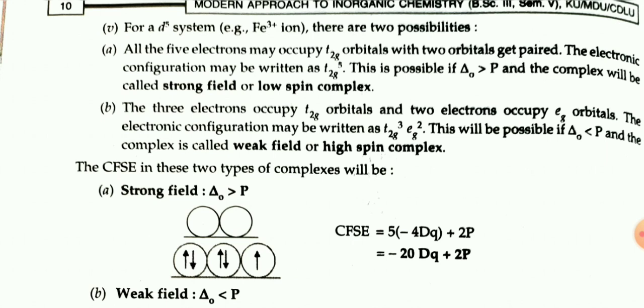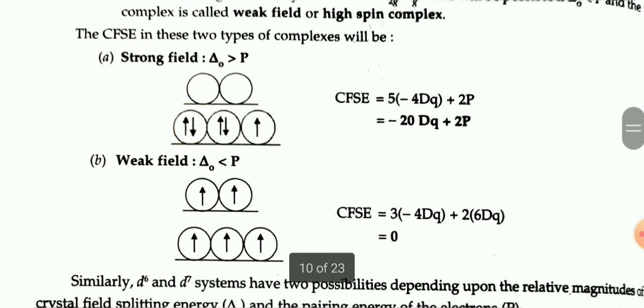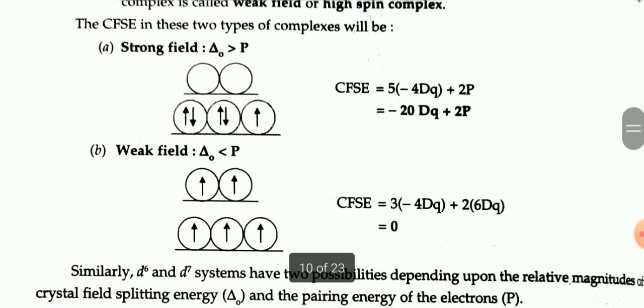A. All the 5 electrons may occupy t2g orbitals with 2 pairs formed. The electronic configuration may be written as t2g^5. This is possible if Δ0 is greater than P and the complex will be called strong field or low spin complex. B. The 3 electrons occupy t2g orbitals and 2 electrons occupy eg orbitals. The electronic configuration may be written as t2g^3 eg^2. This will be possible if Δ0 is less than P and the complex is called weak field or high spin complex.